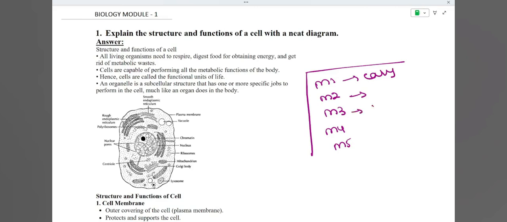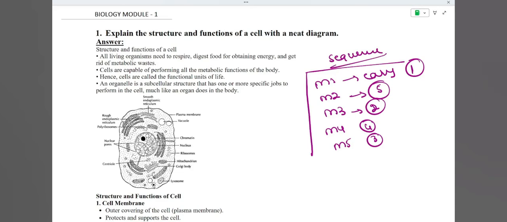Next, if you first study module 1, then you can go with module 3. You can give this the first priority, this the second priority, and next you can give the third priority for module 5, then the fourth priority for module 4, and the fifth priority for module 2. This is the sequence that you can start to study.